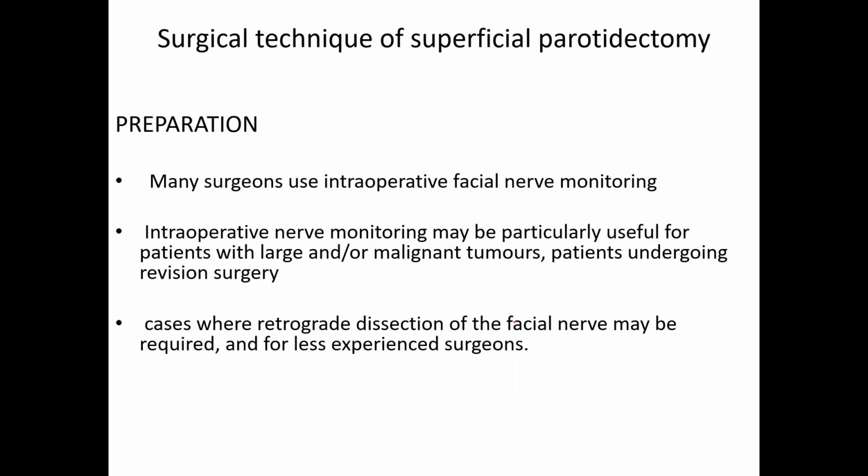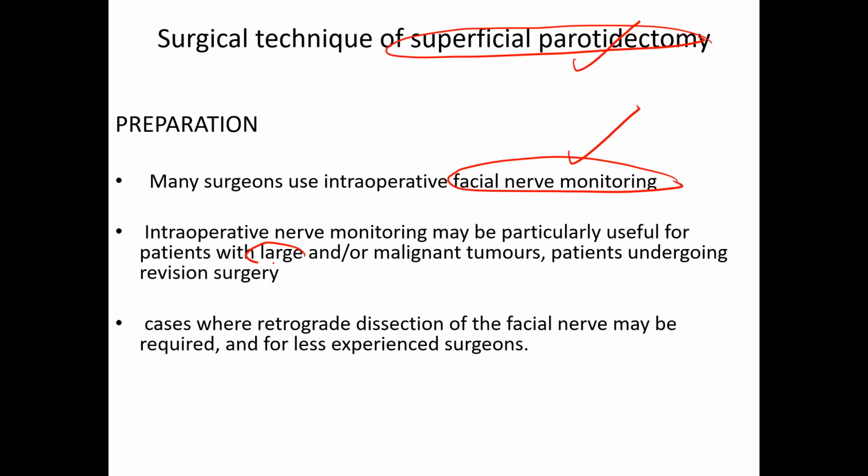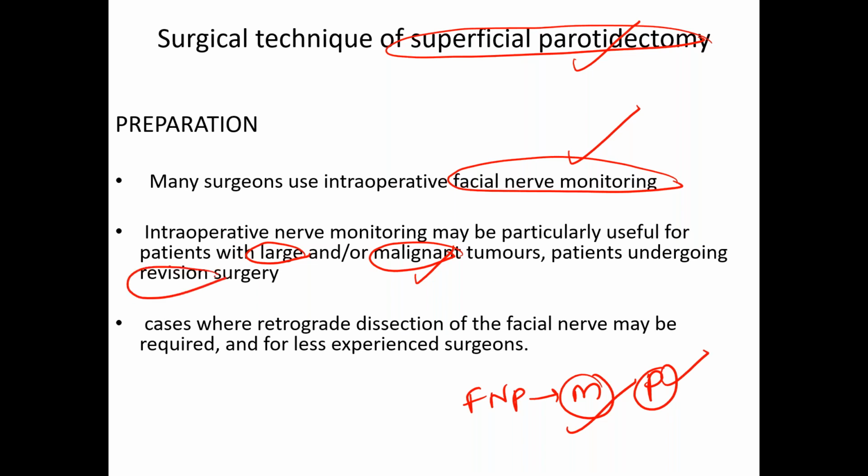For any parotid tumors, you will be doing something called superficial parotidectomy, which is one surgery you are going to do. It needs facial nerve monitoring. Intraoperative facial nerve monitoring is an important thing. It is useful for large tumors, especially the malignant tumors. Facial nerve paralysis is associated with malignancies of the parotid, because the facial nerve is running between the superficial and deep lobes. And also in revision surgery cases, you need the monitoring.